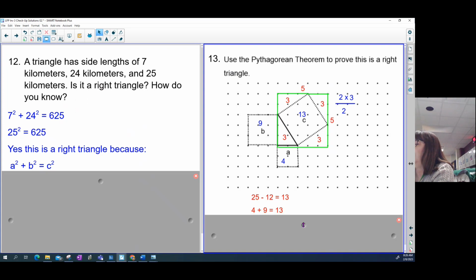Because if I know the area, I can find the side length by taking the square root. So 4 plus 9 gets me my 13.